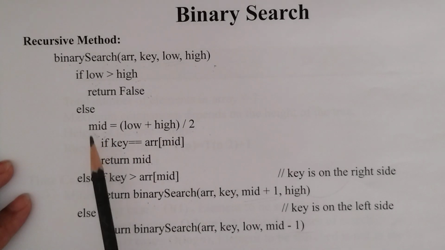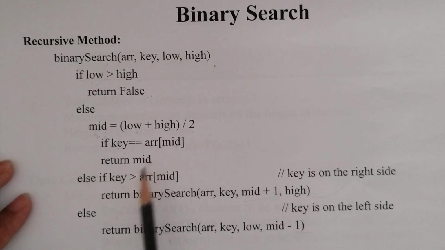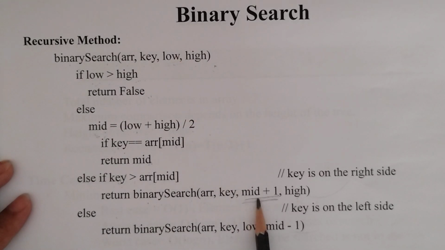After finding the middle value, same thing, we are comparing the key value with the middle value. If it is equal, return the value, otherwise go for checking the other condition, that is key value greater than mid value. If key value is greater than mid value, then you are moving towards the right hand side. If you are moving right hand side, you need to change the value of low. Here you can see in the function call, in the parameters, I just changed the value of low to mid plus 1. Now this is my low value.